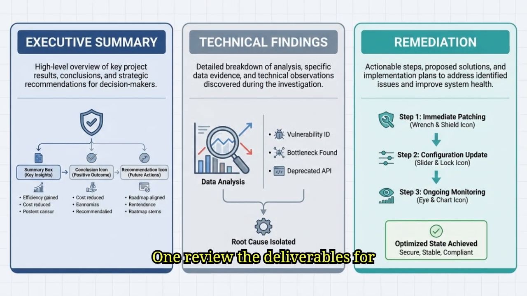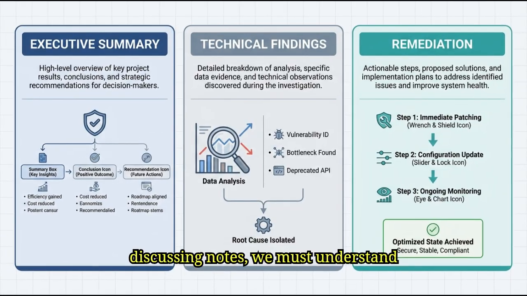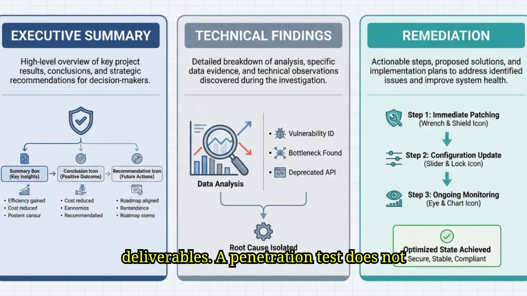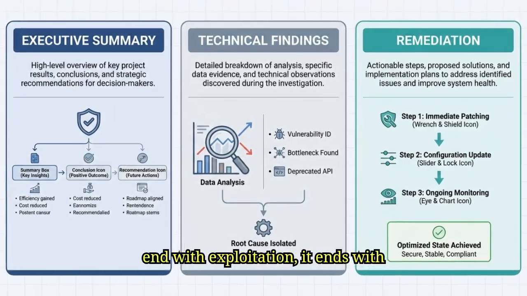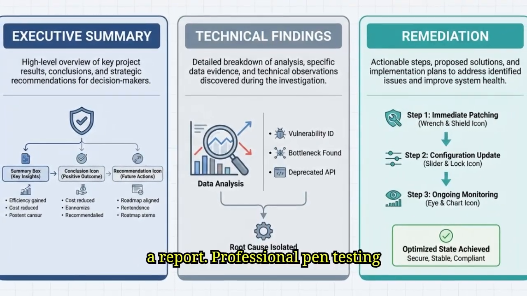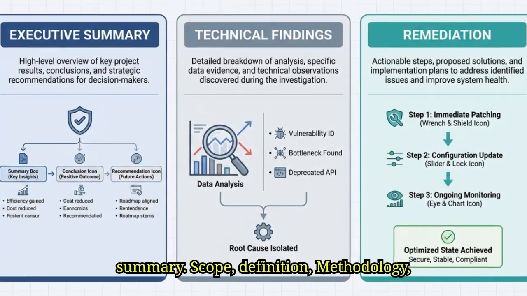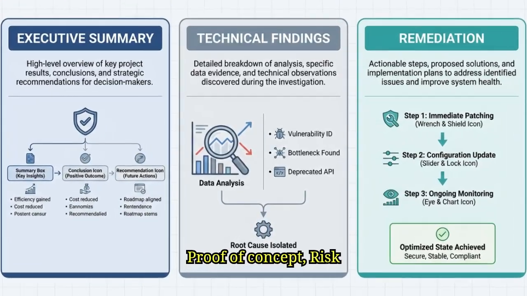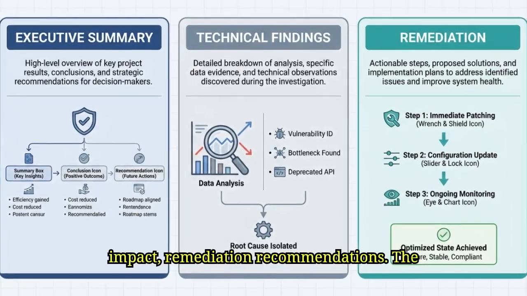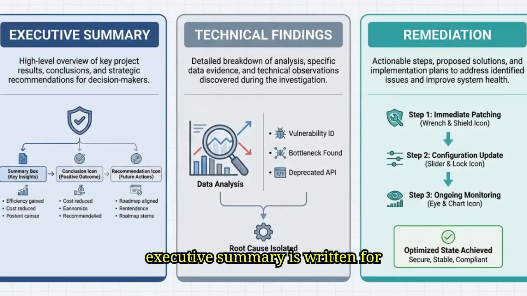1. Review the deliverables for penetration testing engagements. Before discussing notes, we must understand deliverables. A penetration test does not end with exploitation, it ends with a report. Professional pen testing deliverables typically include executive summary, scope definition, methodology overview, detailed technical findings, proof of concept, risk impact, remediation recommendations. The executive summary is written for non-technical stakeholders.